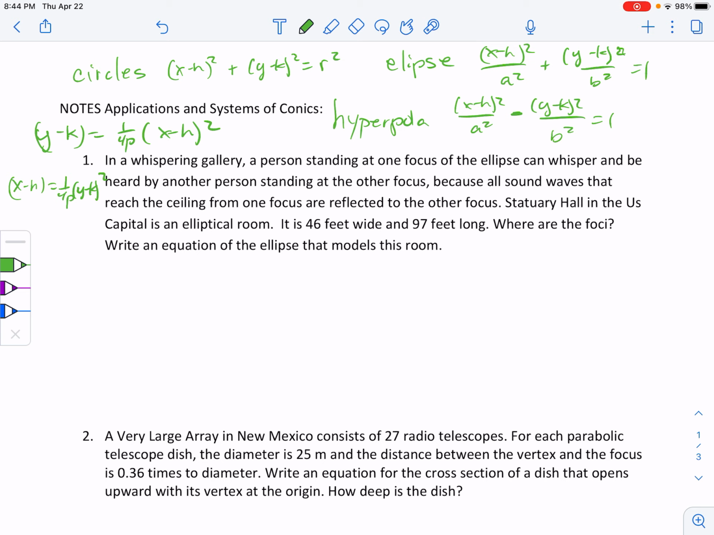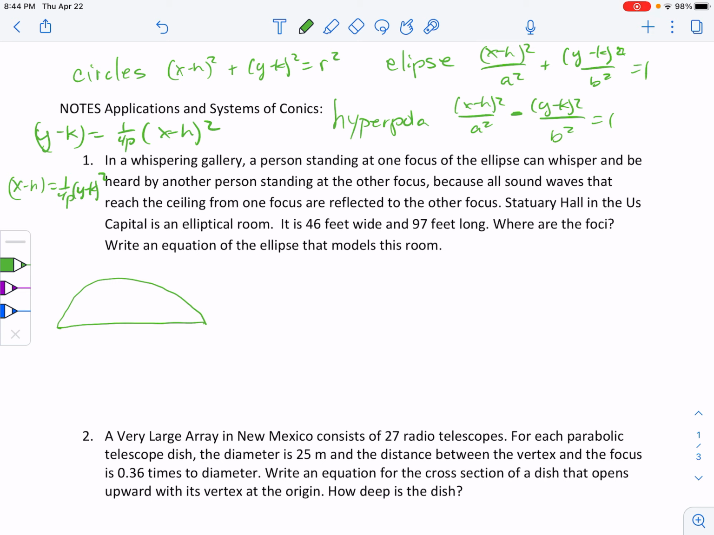All right, in a whispering gallery, a person standing on one focus of the ellipse can whisper and be heard by another person standing at the other focus, because all sound waves that reach the ceiling from one focus are reflected to the other focus. What they're telling you is, here's the floor, and the ceiling is elliptical.